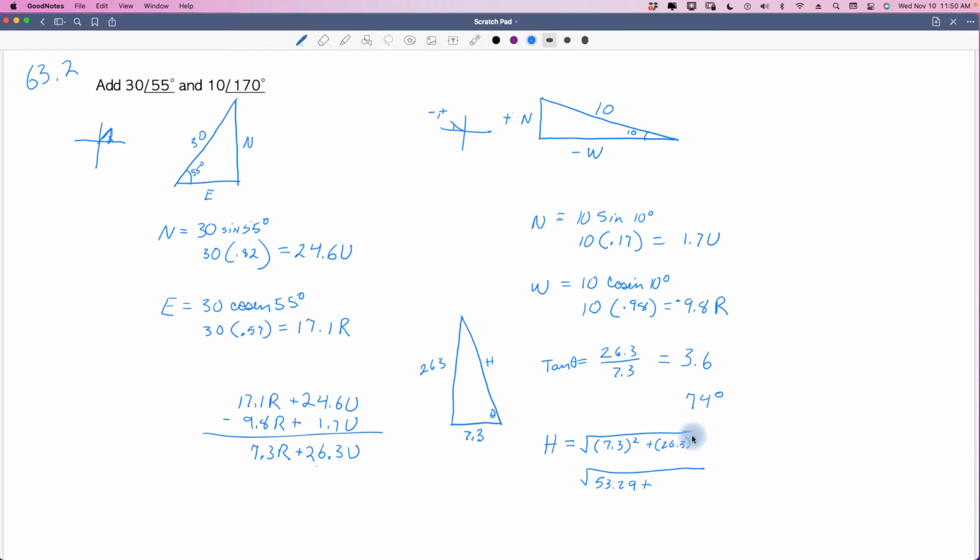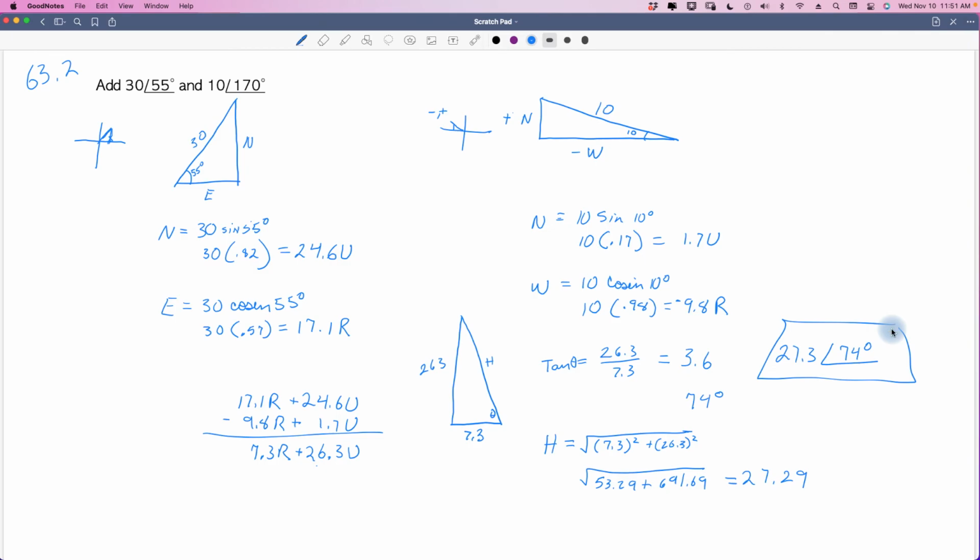So 26.3 squared is 691.69. We add those two together. We get 744.98, and we take the square root of that, and we get 27.29. And the reason we need that is so we can do the length here to do another vector. So I'm going to round that up to 27.3, and then our vector angle was 74 degrees. And that's our new vector after adding all of that together.